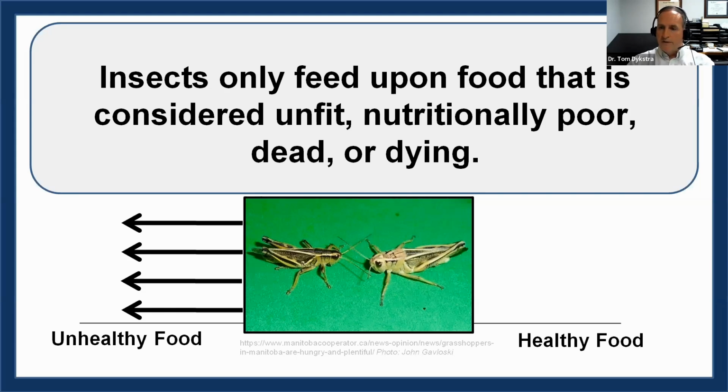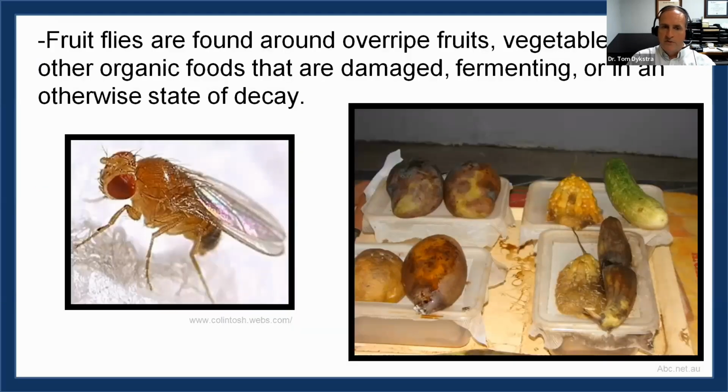And I'm just going to be putting some numbers to it. So we take a look at fruit flies. I'm sure fruit flies are probably in a lot of the fruit orchards that are out there, like Drosophila suzuki'i has certainly taken prominence, but fruit flies are found around overripe fruits, vegetables, and other organic foods that are damaged, fermenting, or in an otherwise state of decay. So even Drosophila is going after this. We don't find them going after healthy food.